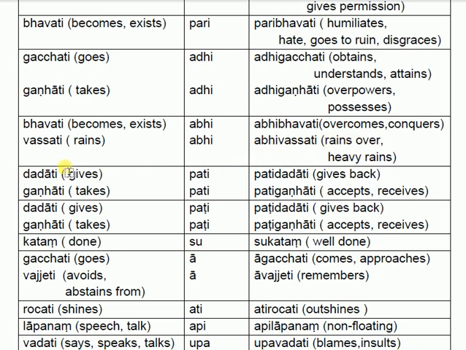Then vassati means rains. Then we add prefix abhi, then abhivassati means rains over, heavy rains. Then dadati gives. We add prefix pati, then patidadati means gives back, patidadati.